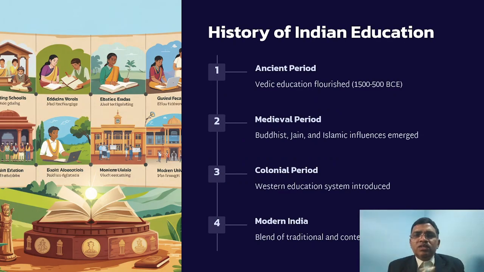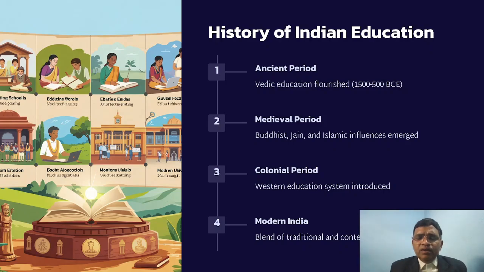The history of the Indian education system is divided into four categories. First is the ancient period, then the medieval period, then the colonial or Western period, and the modern period. In the ancient period, Vedic education flourished between 1500 and 500 BCE. Then the medieval period was mostly influenced by Buddhist, Jain, and Islamic people.